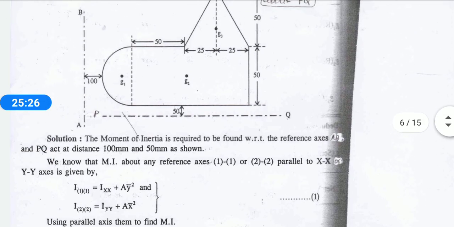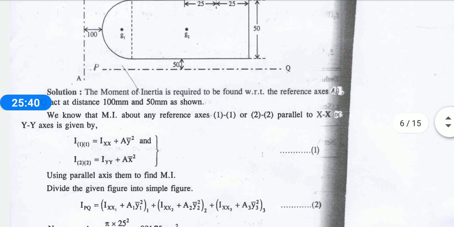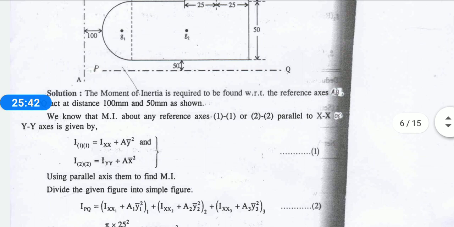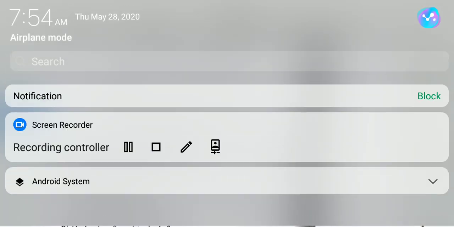Consider now, they had taken I11, we already know what the formula is, and I22, we already know what our formula is. So what is I of PQ? I of PQ means it is I of XX, right? To find the I of XX, see, I'll define it for you now.